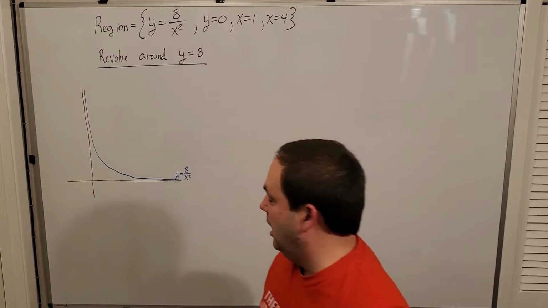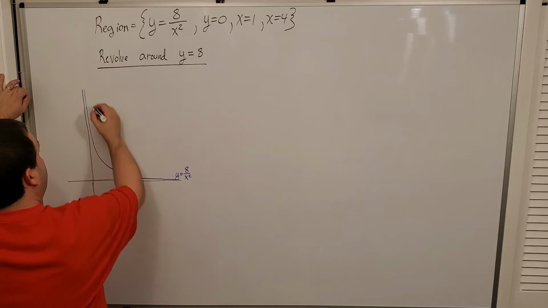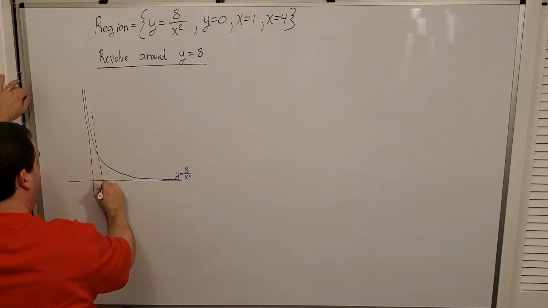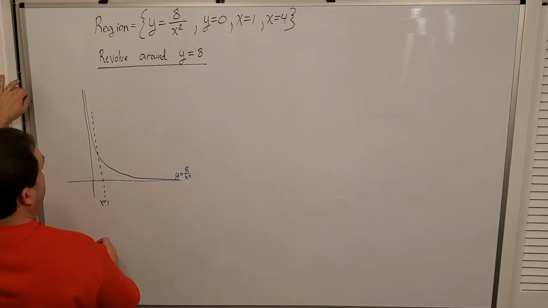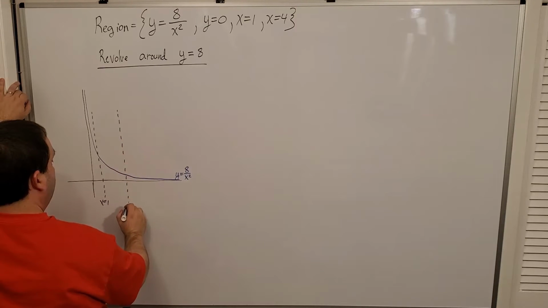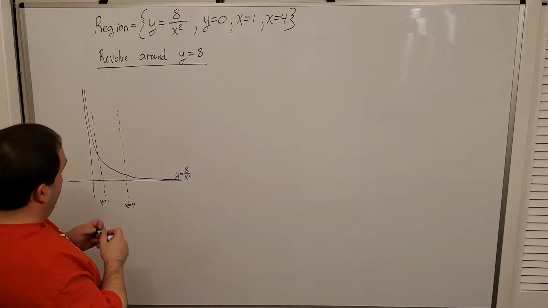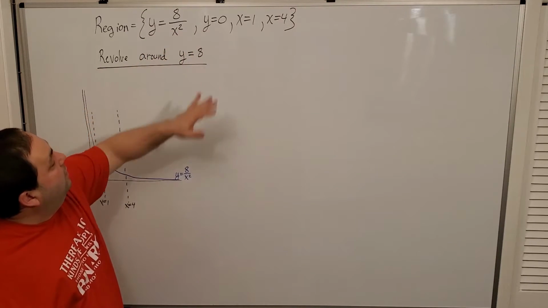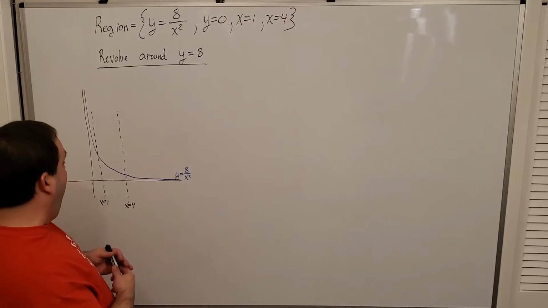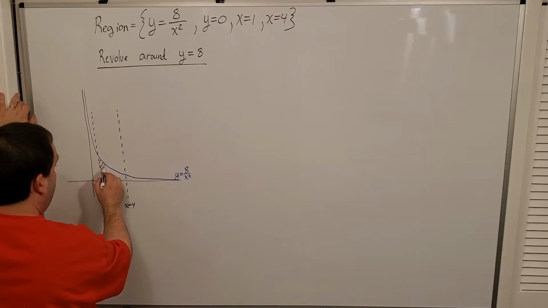So let's draw a few lines in here. X equals 1 is going to be, somewhere about right here-ish. X equals 4 will be somewhere about right here-ish, give or take. And my region is trapped between the 8 over x squared and y equals 0, which is the curve here and, of course, the x-axis. So we are interested in this region right here.